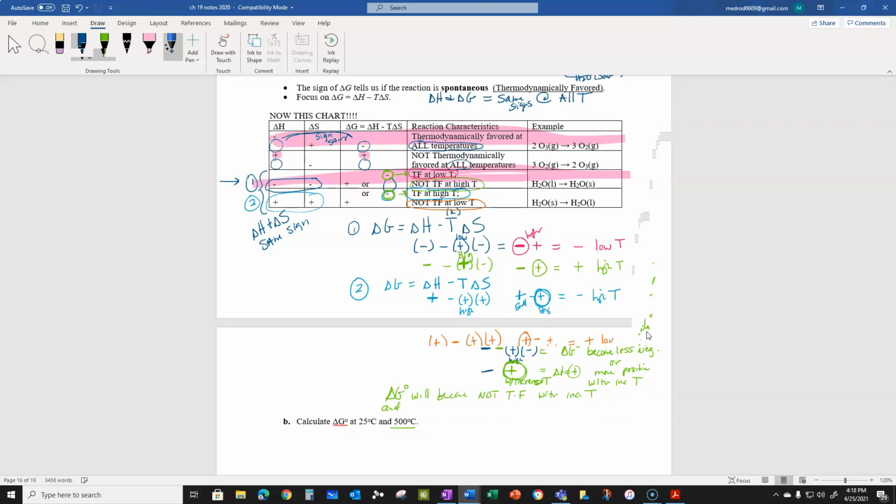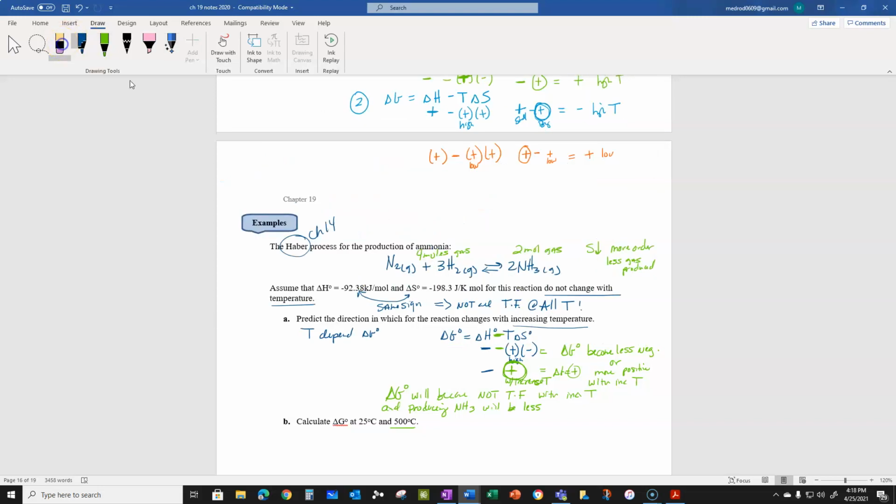And so we're going to mention that producing NH3 will be less, or actually you could say will be smaller with that increasing temperature. You're just going to produce less and less and less of it. And producing NH3 will be less and less over time, as long as that temperature keeps increasing. It's just going to get smaller and smaller and smaller.